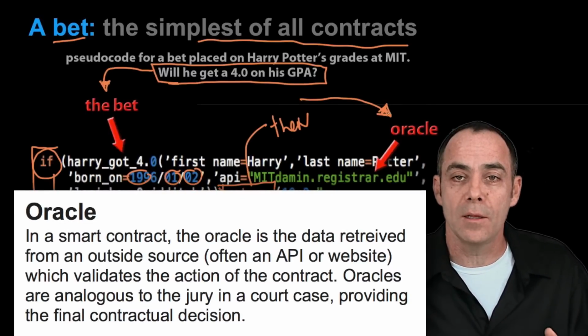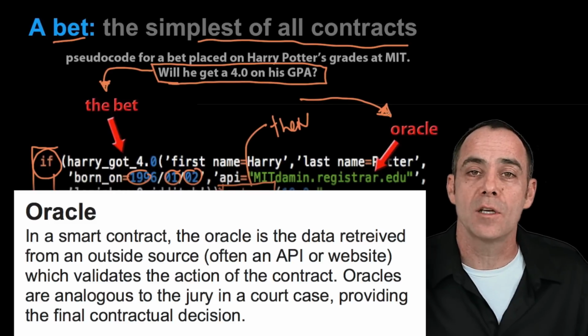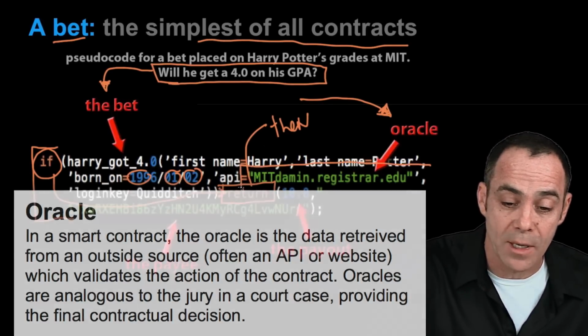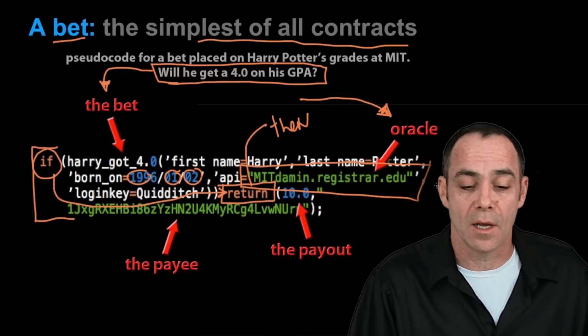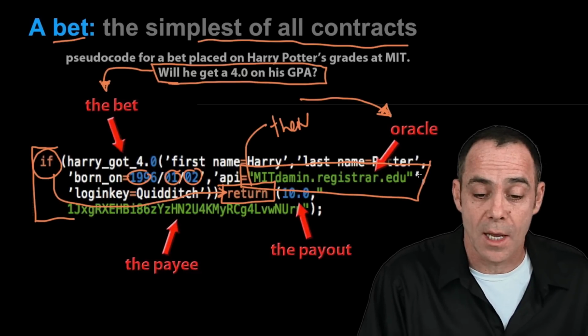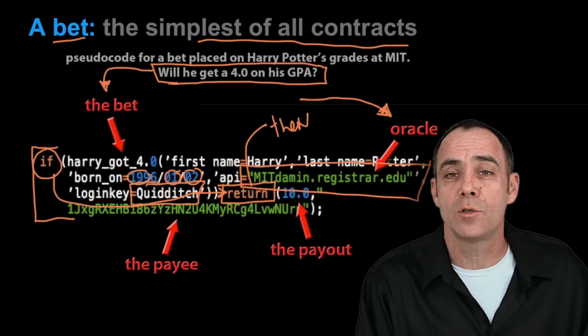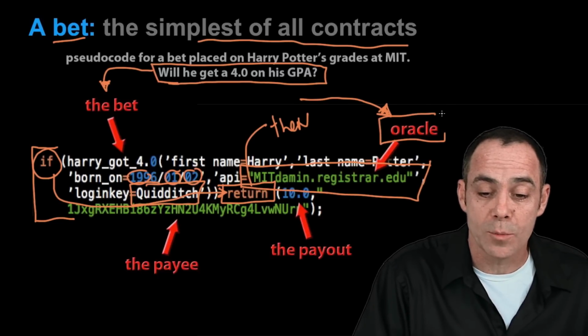So whoever's making the bet, they're going to agree that this oracle is going to be the thing that makes the decision. In this case, it could be MIT's admin registrar right here, which actually publishes his grades online. So you would go to this site and you would have this login key and you would be able to see Harry Potter's grades on the date of graduation. So the oracle in this case would just be MIT.